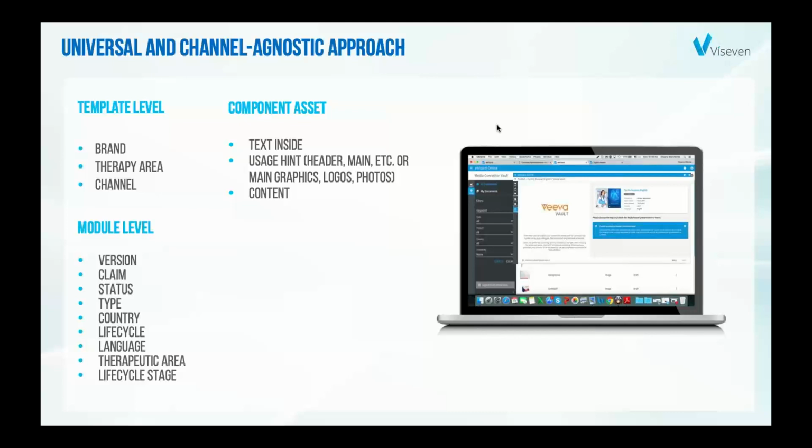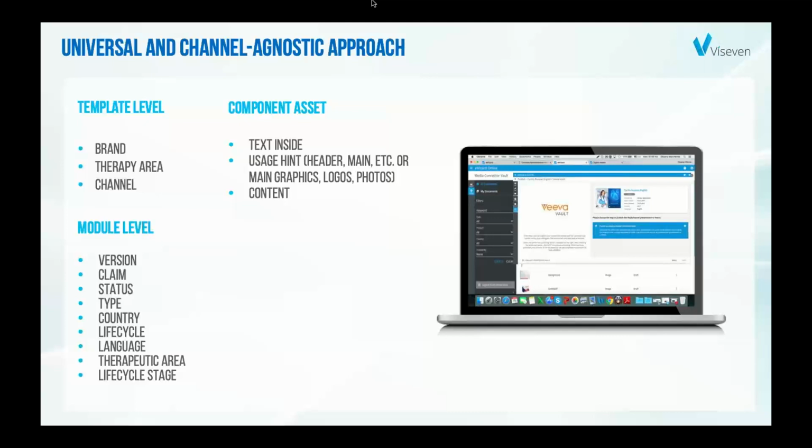And in order to make those modules searchable and findable, we suggest the following hierarchical way of working with meta tags. First, the main part of the tagging goes at the template level, because a template is essentially related to a certain brand, a certain therapy area, and the channel. So this is the bulk. Then we chop this part off, and we go deeper into each module's metadata.